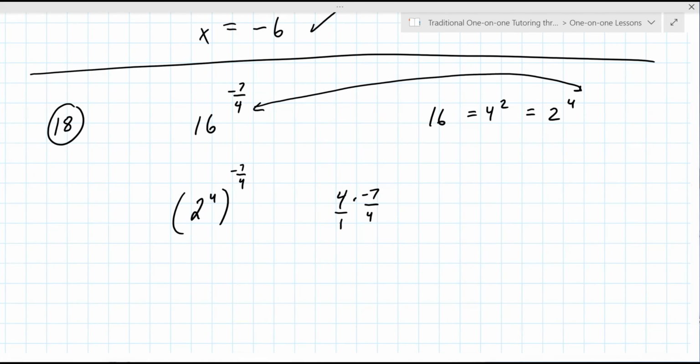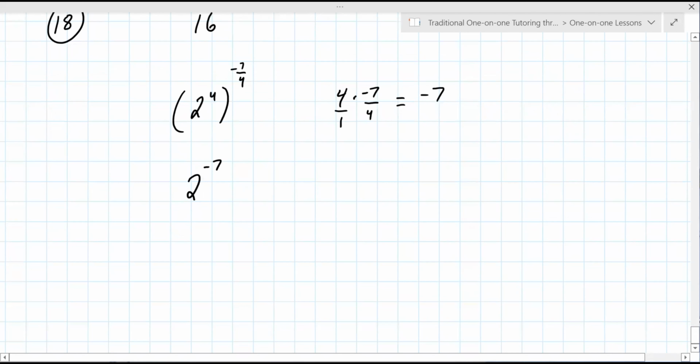Nothing worse than having a fraction and an exponent. So that becomes −7. So this is 2 to the −7 power. What that means, and we did this earlier, is you have to move it to the bottom. So it becomes 1 over 2 to the 7th. And what I try to remember is 2 to the 6th is 64. So 2 to the 7th is doubling 64, or 128.